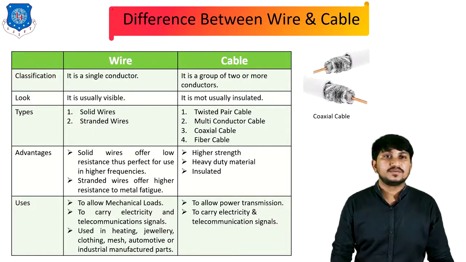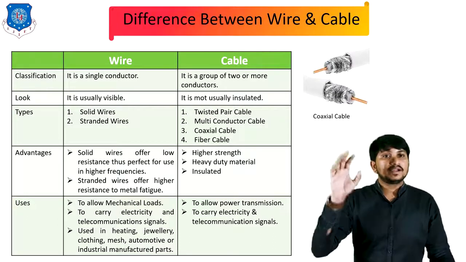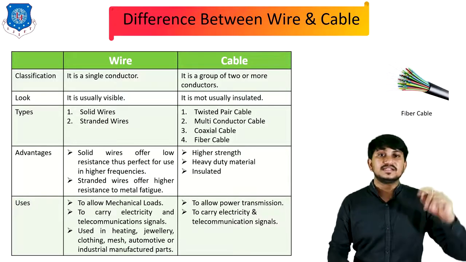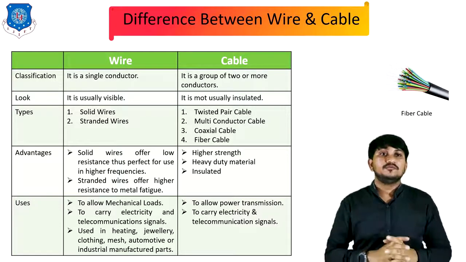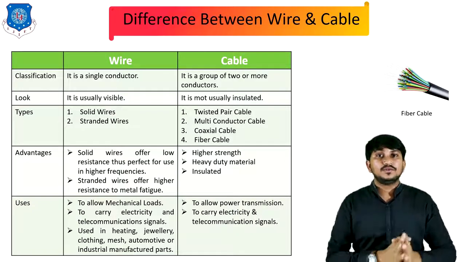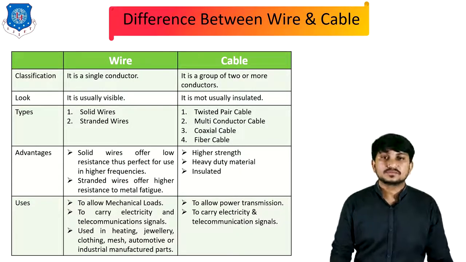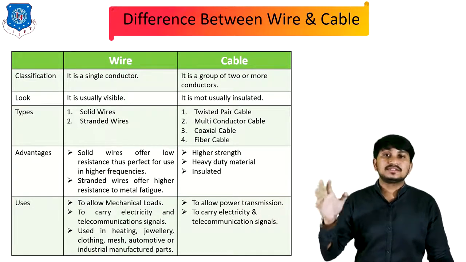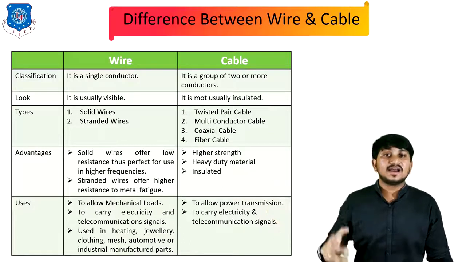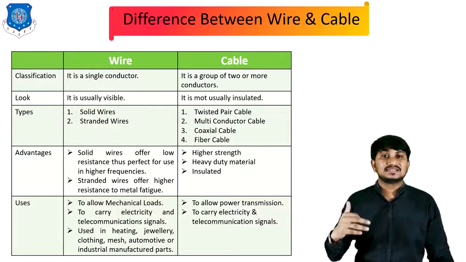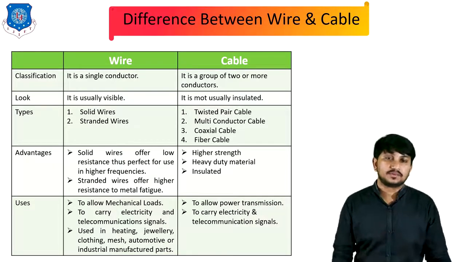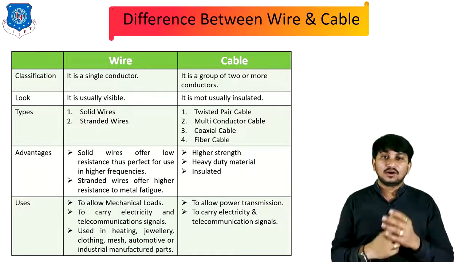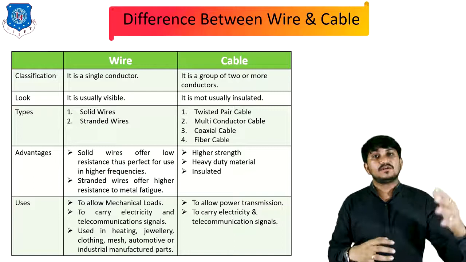Third is coaxial cable. It looks like this, one type of cable which is used in television. Okay. And fourth is fiber cable. Okay, there is a fiber optical cable which has the conductors of glass like this. Now let's see the advantages of wire and cable. Okay, solid wires offer low resistance, thus perfect for use in high frequencies, while stranded wires offer high resistance to metal fatigue. Okay, while cable has high strength, is heavy duty material, and is also insulated from the various environmental effects.